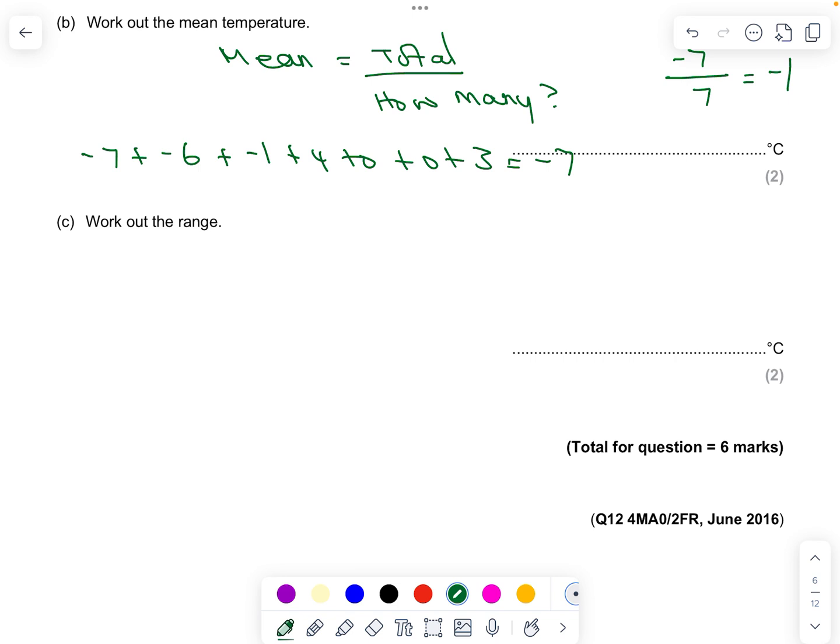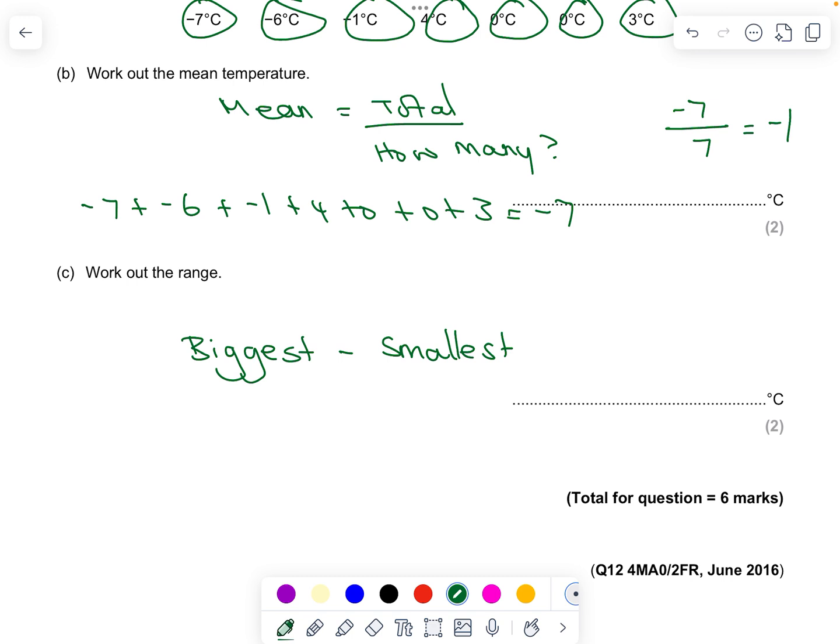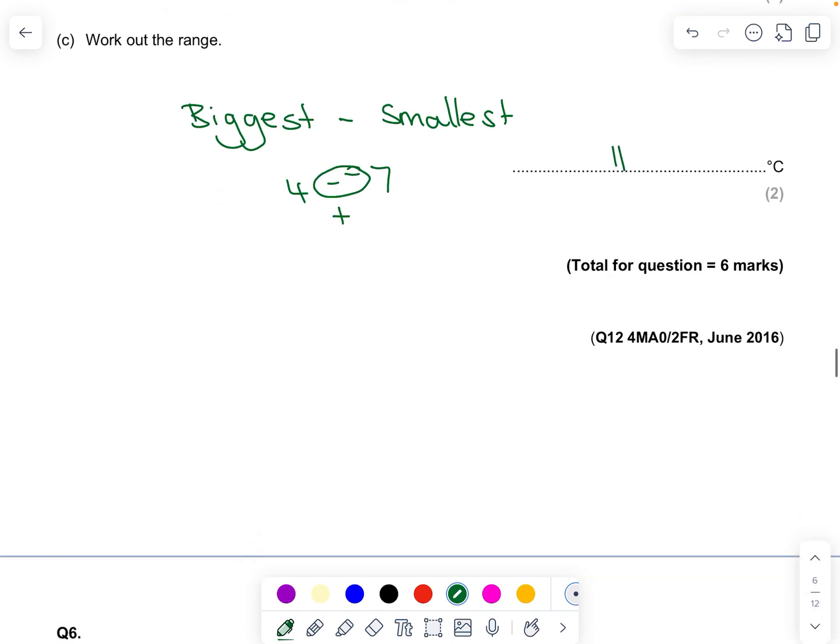Work out the range. Remember, the range is the biggest number, take away the smallest. And in this case, the biggest number is 3. No, not 3. Sorry. The biggest number is 4. Take away the smallest, which is -7. So 4, take away -7. Remember, this is the same as adding. So 4 plus 7 is 11. So the range is 11.